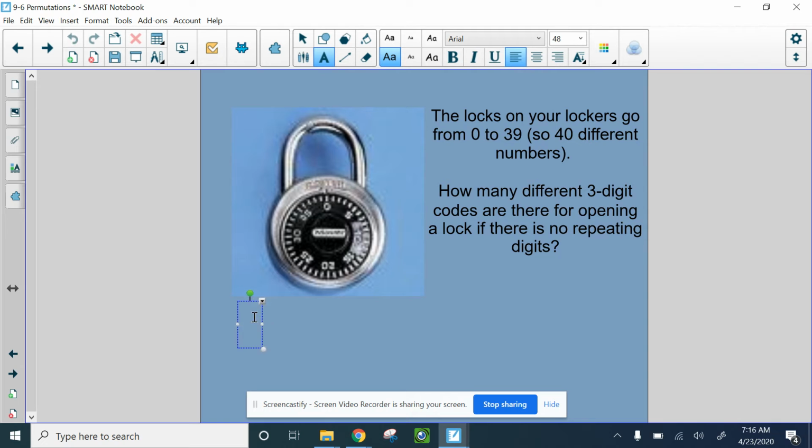Okay, so what we would do is 40 times 39 times 38, and you should get an answer of 59,280. So that's how I would do permutations.